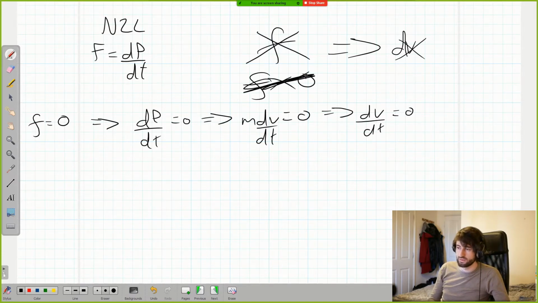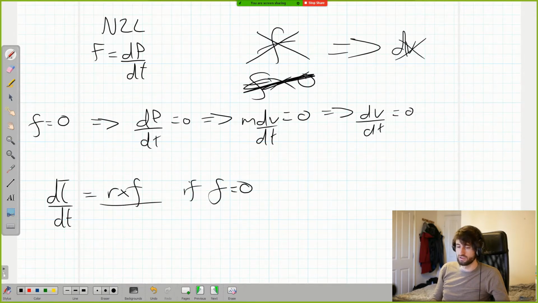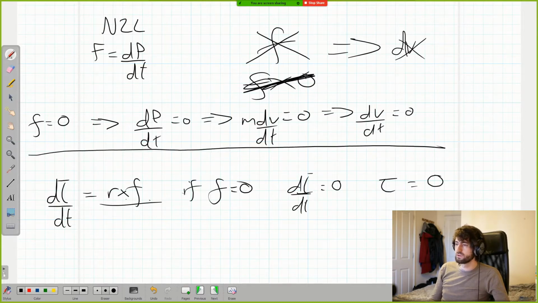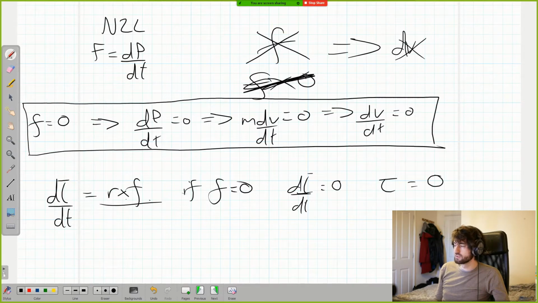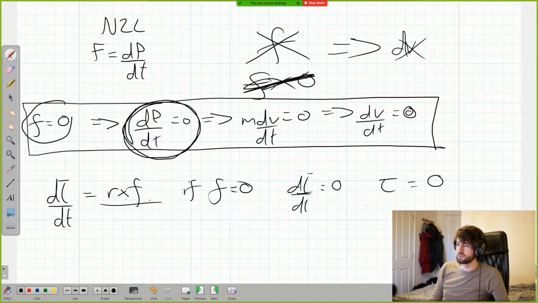Well, we can do the same thing here. We can say dl by dt, so the torque, equals r cross f. If f is 0, if there's no force on here, then r cross f is 0, so dl by dt is 0. So the torque is 0. So you can see here, this is conservation of momentum, because the momentum's always conserved. You can't change momentum if there's no external force. As long as there's no external force, the momentum will always be the same.